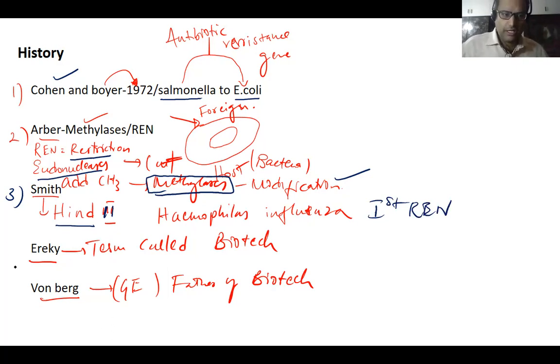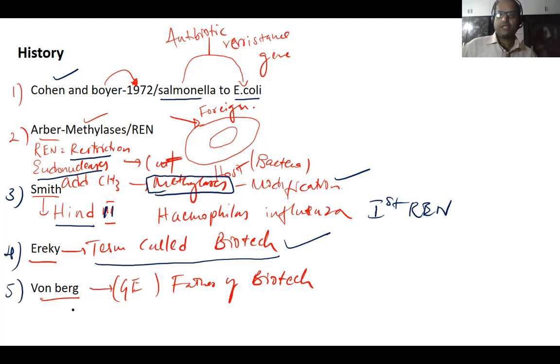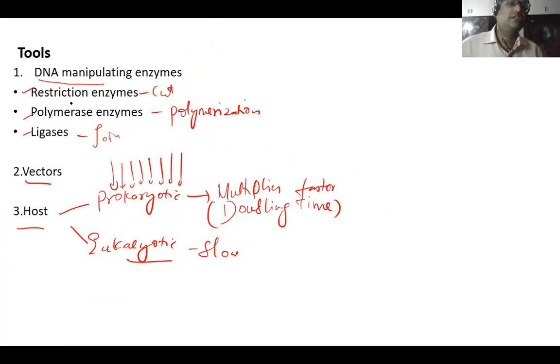The fourth point in the history is Ereky, a scientist who coined the word biotechnology. And the fifth person is Paul Berg. Berg is the first person to introduce the transferring of genes, hence he is called the father of biotechnology. Father of biotechnology.